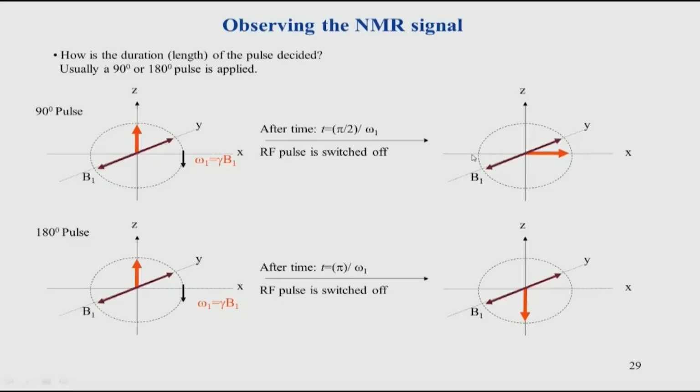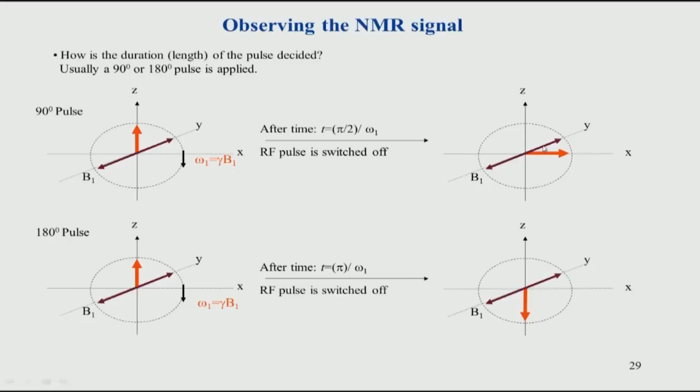It can be this direction, all depends on where we apply the magnetic field, but the point here is that it has come by 90 degrees. So, this is called a 90 degree RF pulse, and again remember it is called pulse because it is applied for a very short duration.